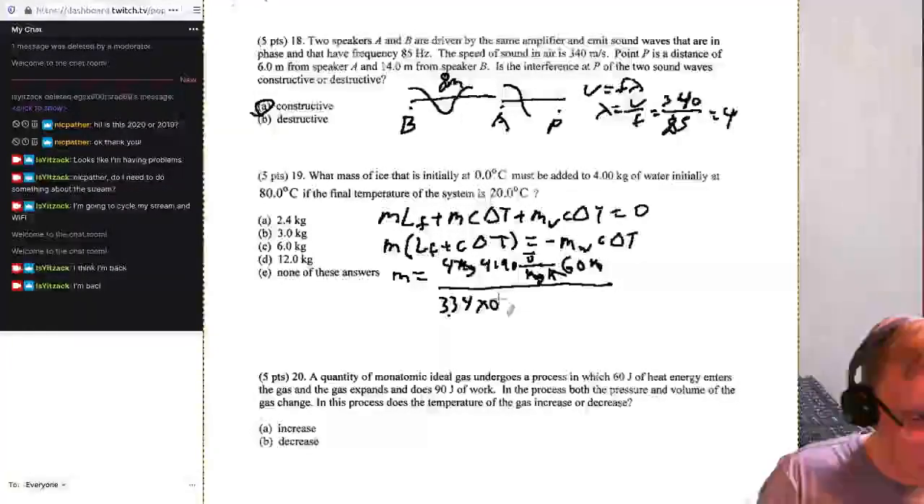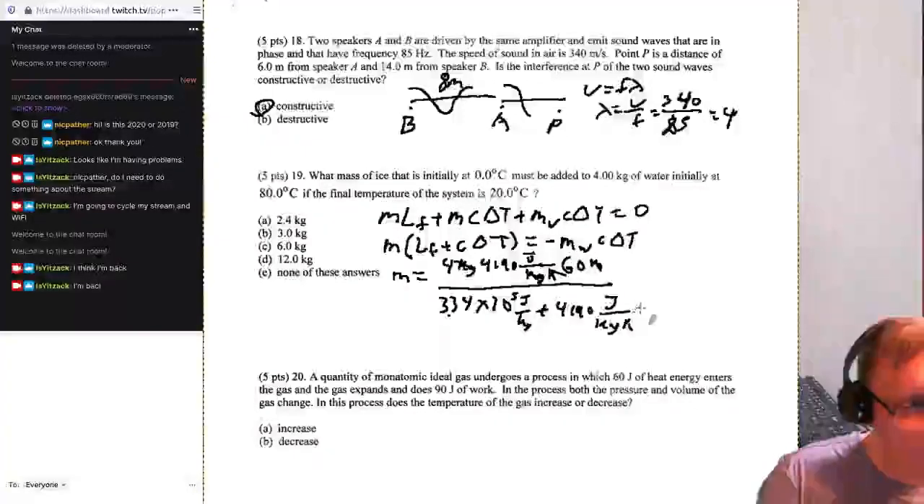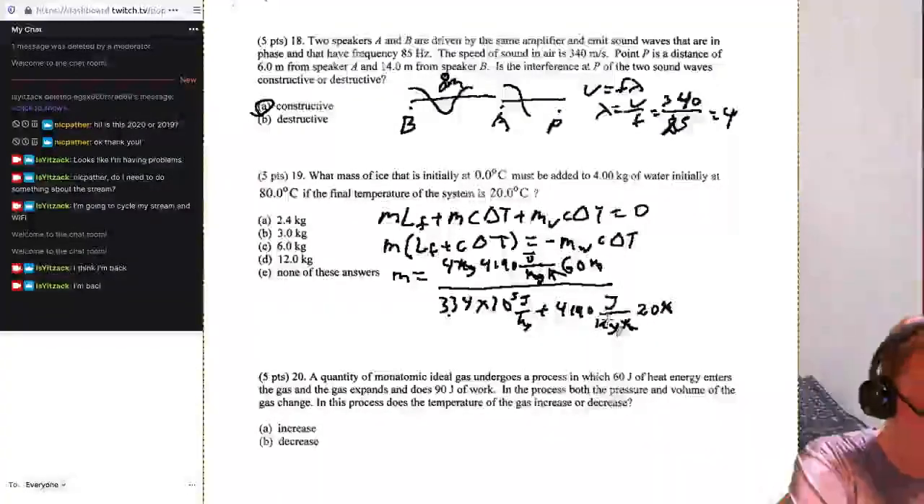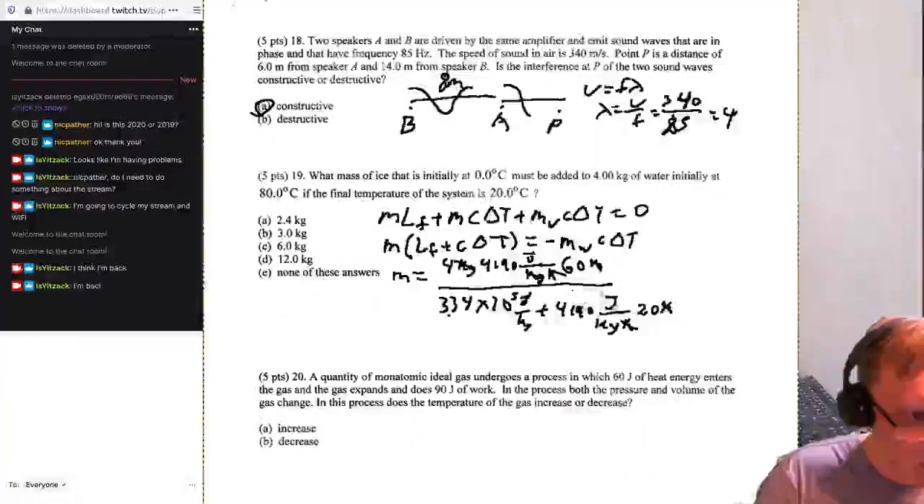334 times 10 to the 5 joules per kilogram plus 4190 joules per kilogram Kelvin, coming up 20 Celsius, or Kelvin. Kelvin cancels Kelvin, kilograms stays there. Inverse joules under joules cancels, and so this inverse kilogram comes up on top as a kilogram.